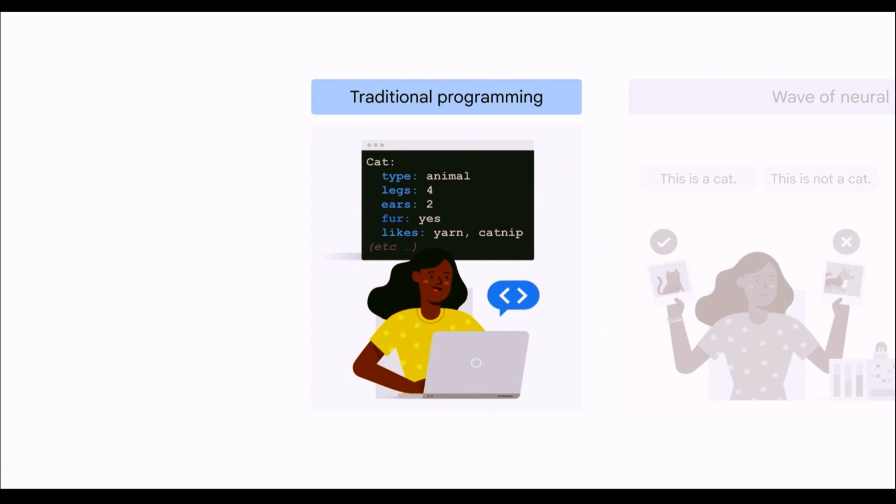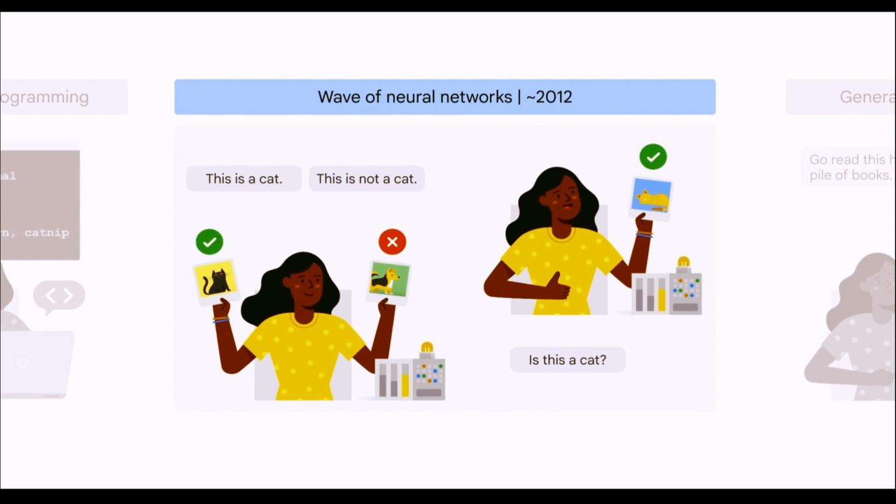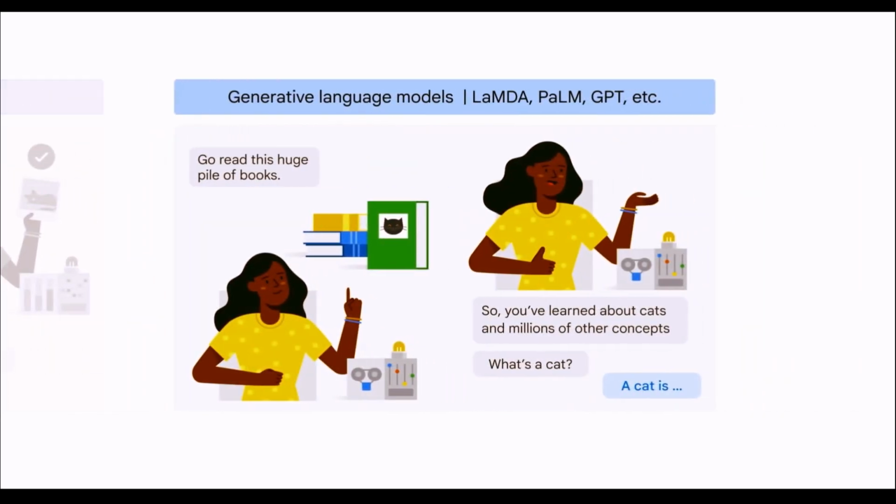We've come a long way from traditional programming to neural networks to generative models. In traditional programming, we used to have to hard-code the rules for distinguishing a cat: the type, animal, legs, four, ears, two, fur, yes, and so on. In the wave of neural networks, we could give the network pictures of cats and dogs and ask, is this a cat? And it would predict a cat. In the generative wave, we, as users, can generate our own content, whether it be text, images, audio, video, etc.